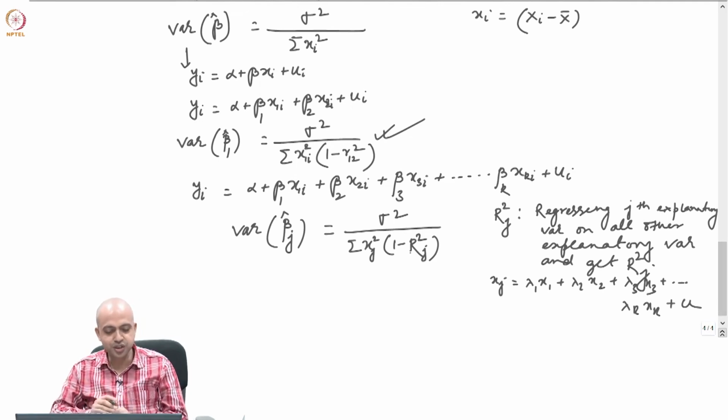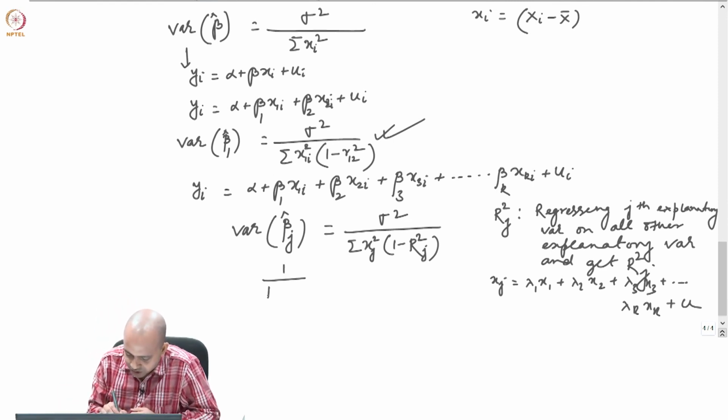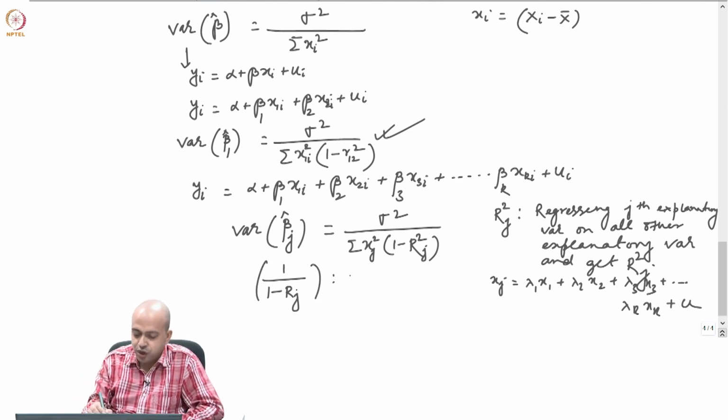That is how you can change the variance formula. Now, this 1 by 1 minus R square j is given a specific name in the literature, which is called variance inflating factor, or in short VIF.